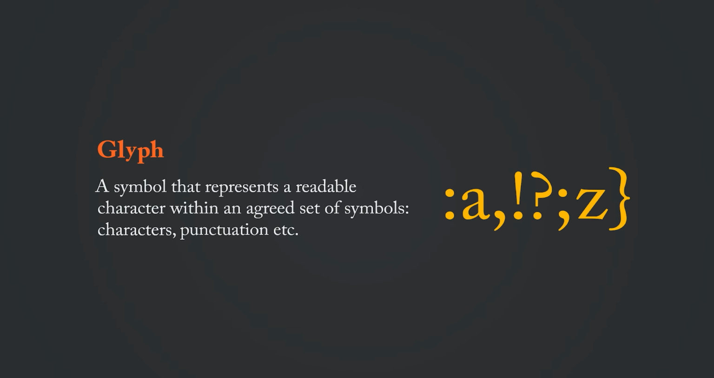What is a glyph? A symbol that represents a readable character within an agreed set of symbols. Now, what does that mean? Basically, it means any shape, any individual item within a typeface, which is why it is arguably interchangeable with character, whereas character is largely agreed to be like an uppercase or a lowercase letter.